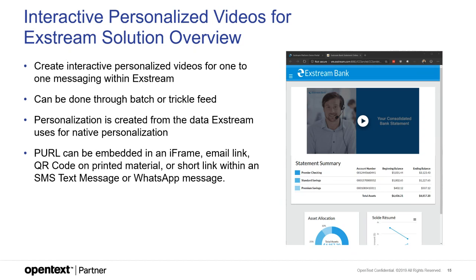With each personalized video that's created, we also create a personalized URL, and that URL can then be embedded into an iframe. It can be placed into an email link. It can be converted into a QR code on printed material, or even converted into a tiny URL or a short link to be used within SMS text messages or WhatsApp messages. And again, Exstream is the backbone of this solution. So any type of delivery that Exstream can utilize, these personalized videos can also utilize that delivery stream.